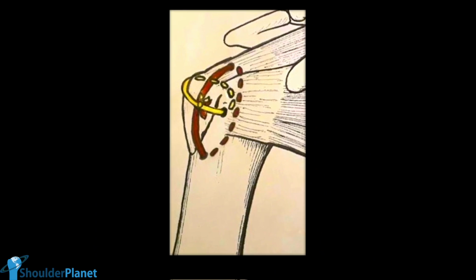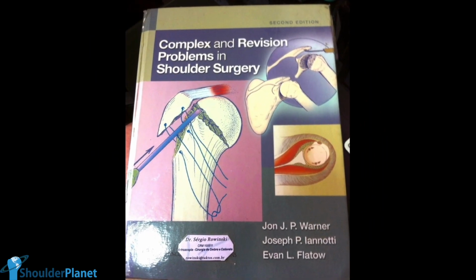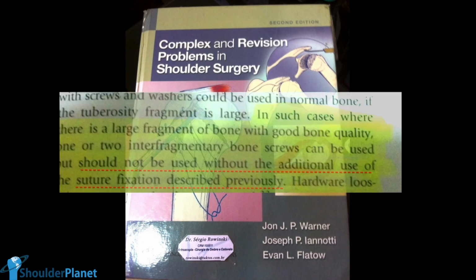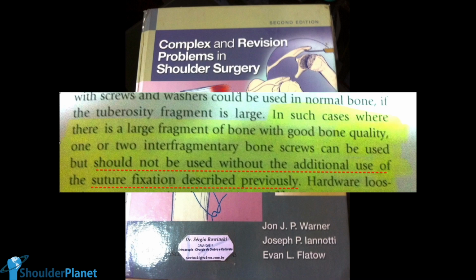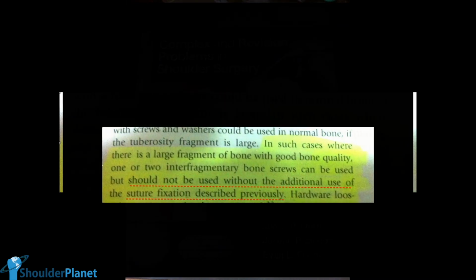Sometimes, depending on the morphology of the fracture, I like to pass a horizontal suture, like we are seeing here in yellow, but it depends on the case. So there is a message in this lovely book, Complex and Revision Problems in Shoulder Surgery, and this again has been a game changer in my life, which is this idea. So what is this idea saying?